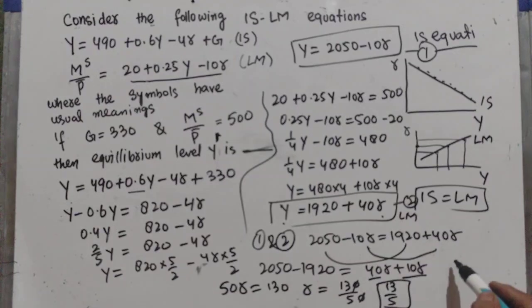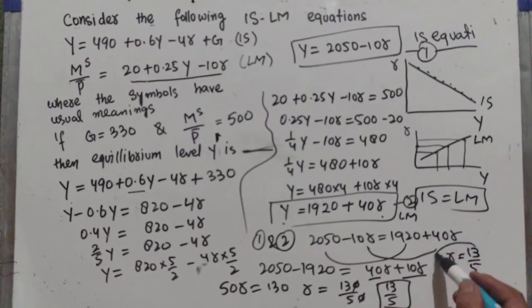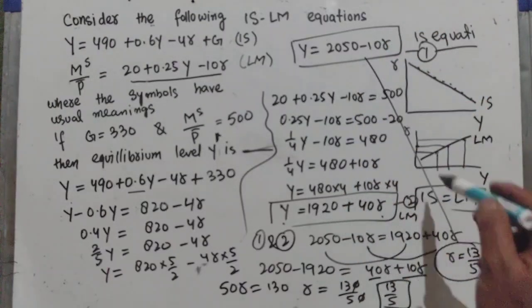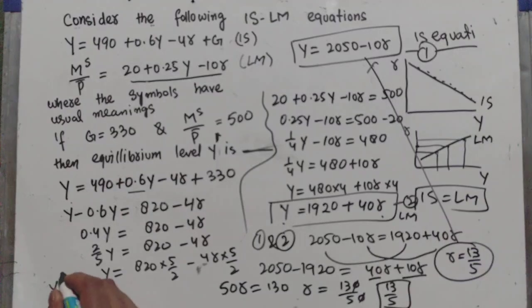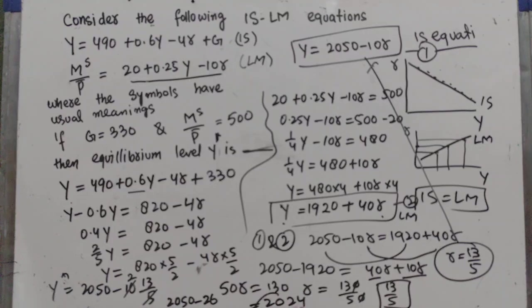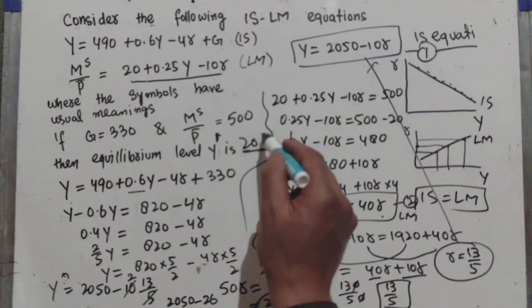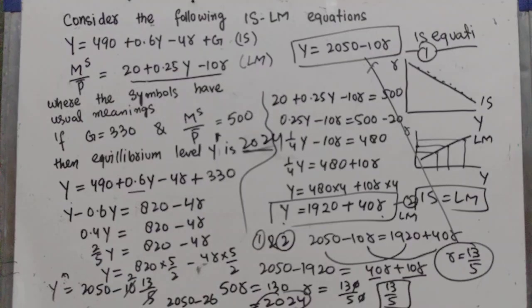We plug the value of R is equal to 13 upon 5 either in the IS or LM equation. So let us put it into the IS equation. That means our Y will be equal to 2050 minus 10 times 13 upon 5. So here 5 ones are 5, 5 twos are 10, so 2 13s are 26. So we got 2050 minus 26. It will come out to be 2024. So the equilibrium level of output in this economy will be 2024, which is the correct solution.